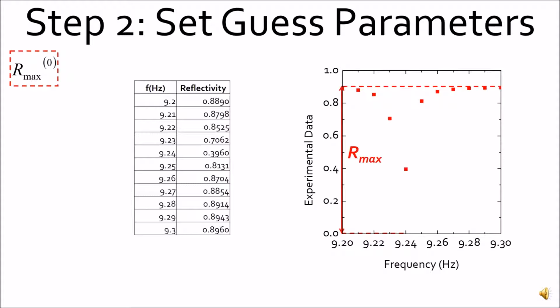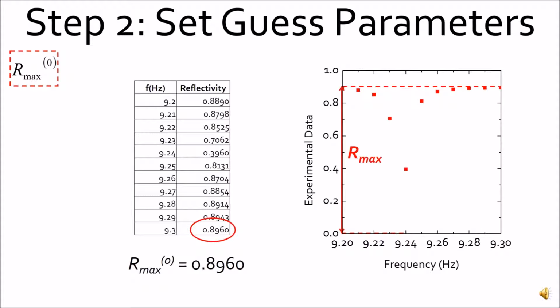If you wanted to do this algorithmically, the way to do it would just be to look through all of your data and take the maximum value. And we identify that as being the value when the frequency is 9.3, and we have a value of R max of 0.896. Okay, so we can use this as an approximate value to start with.